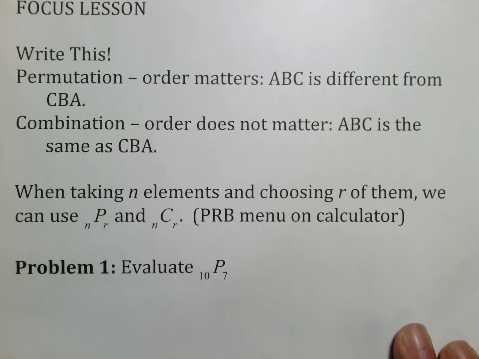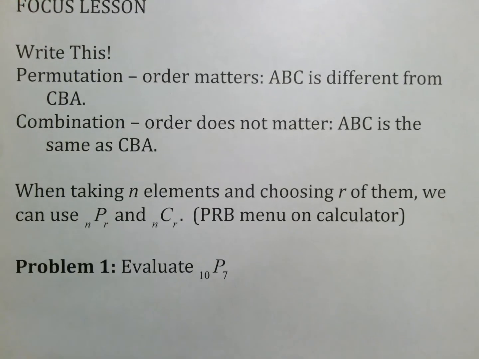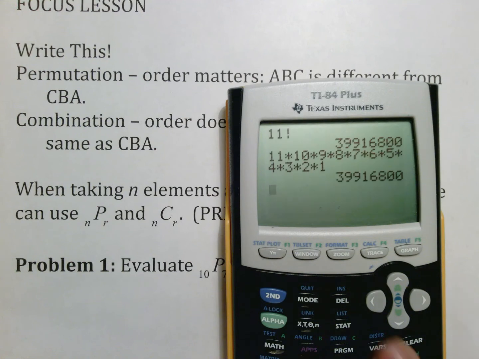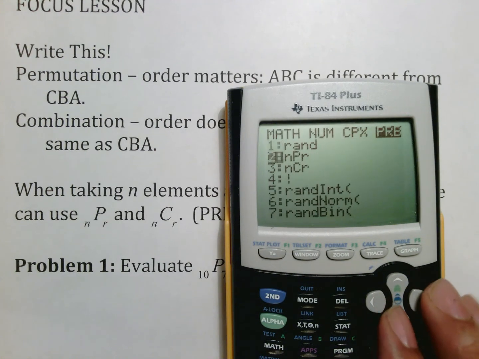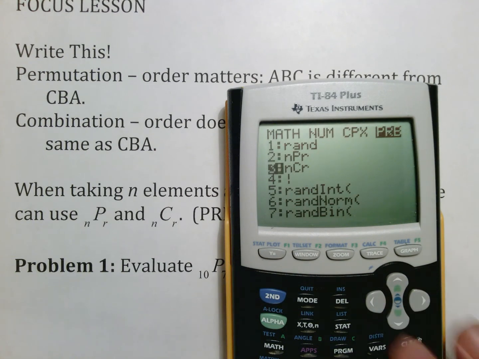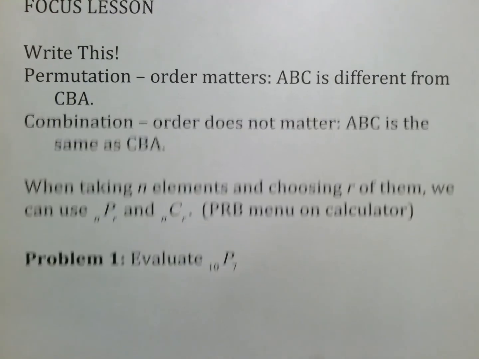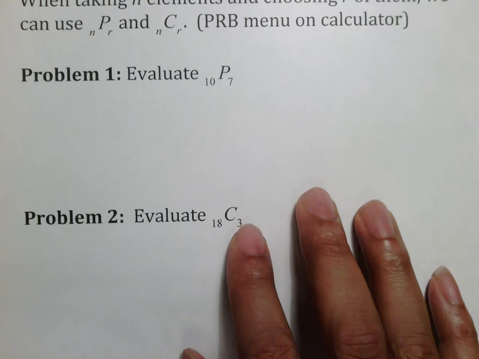The other thing you've got to think about is when you're taking n elements and choosing r of them, we can use nPr, which again is on the probability menu, and nCr. We'll talk about how to use that, which you should use to the best of your ability. Again, on your menu there's your nPr and your nCr. We'll talk about how to type those in just a second. And if you need to pause the video before you get going, that's fine.